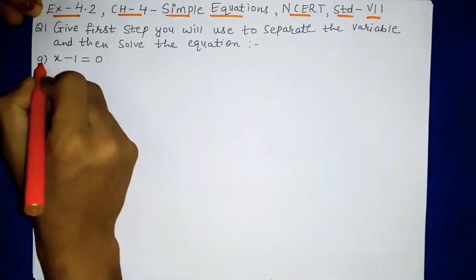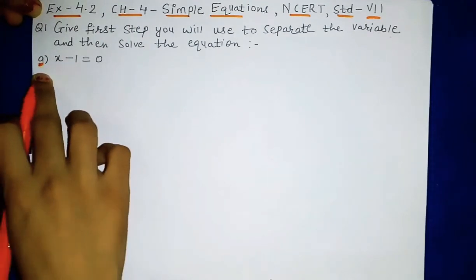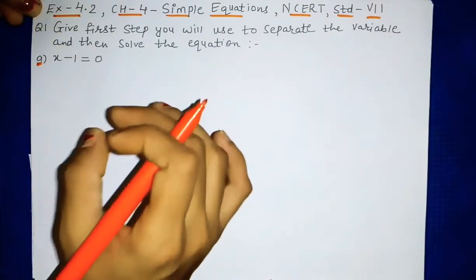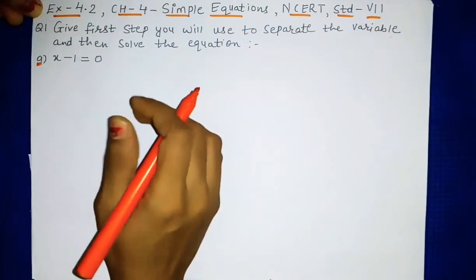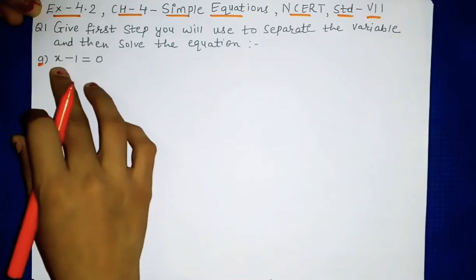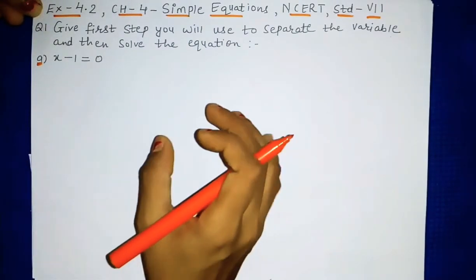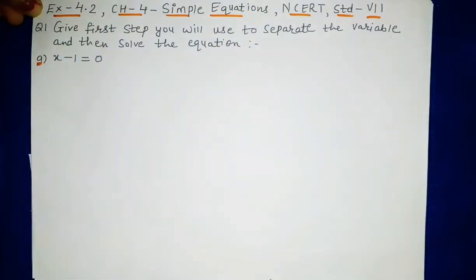So this is our question. First one, the equation given to us is x minus 1 equal to 0. Now here we will solve the equation and we will get the value of this unknown variable. So the value of x is what we will calculate. How will we calculate? We need to write the steps of what we are going to do.